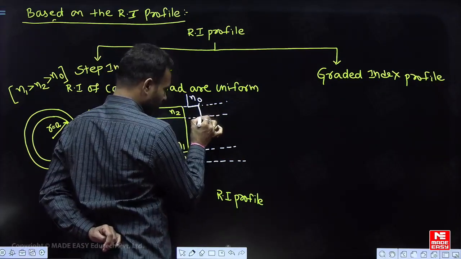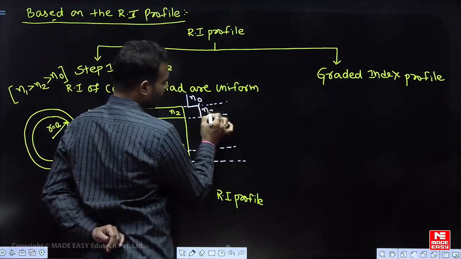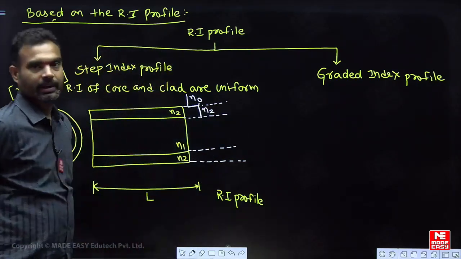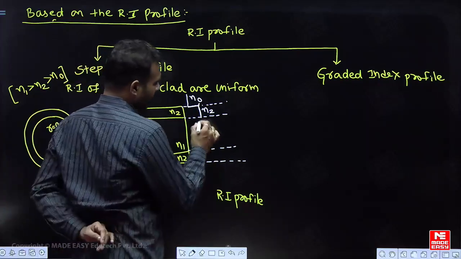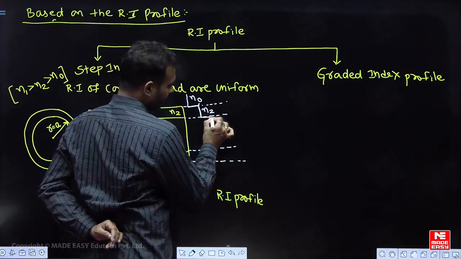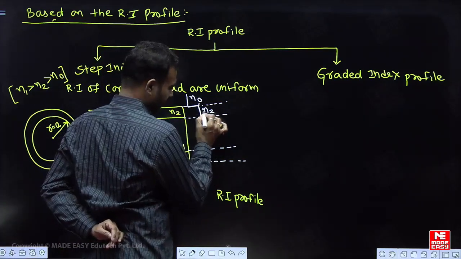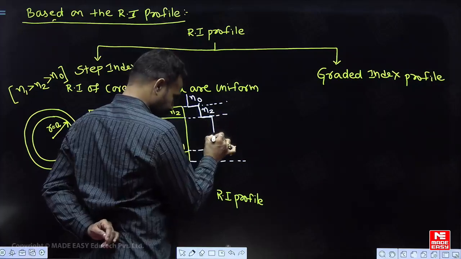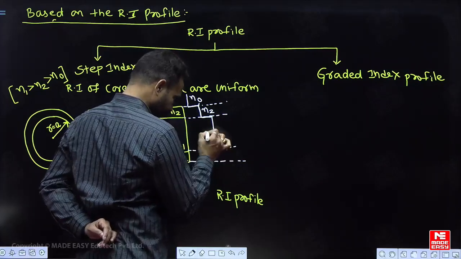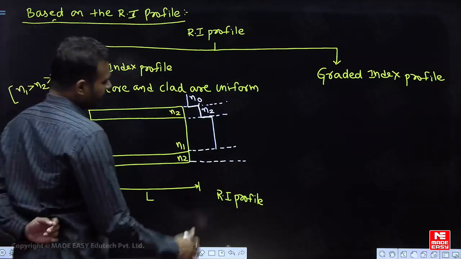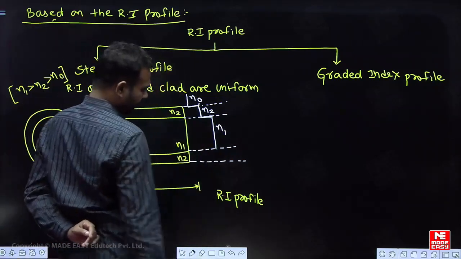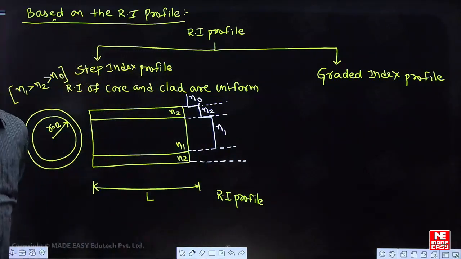It is maintained uniform throughout the length of the fiber. It is called N2. Am I clear? And again the N2 value is changing to N1. Now you know that N1 is greater. So, N1 is greater, and it is maintained uniform throughout the length of the fiber. And that value is equal to N1.